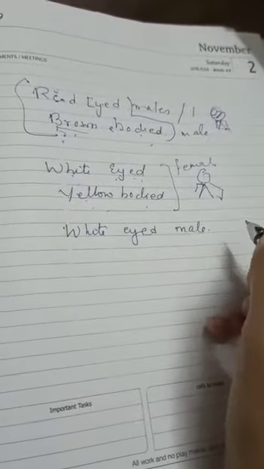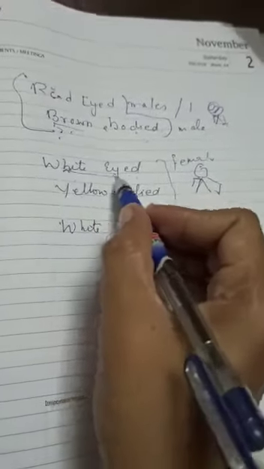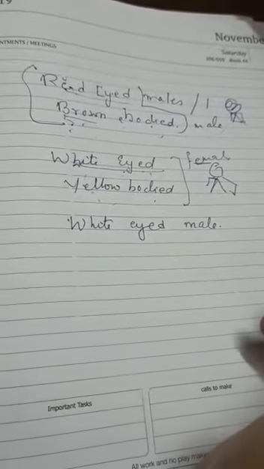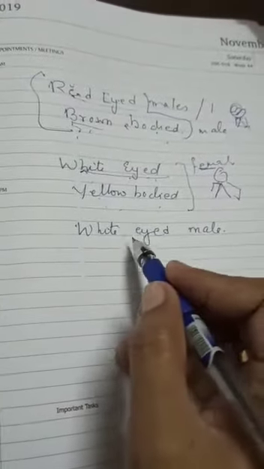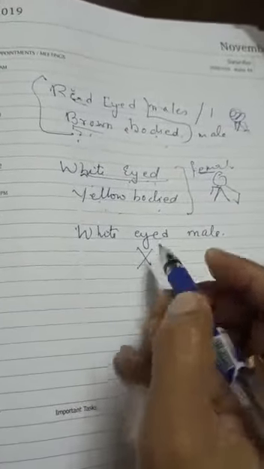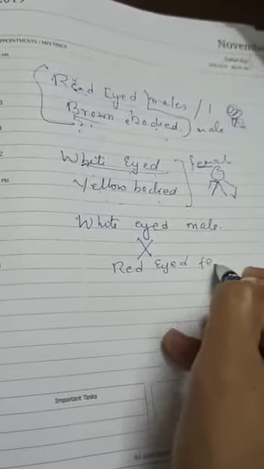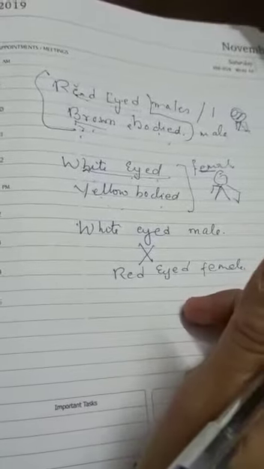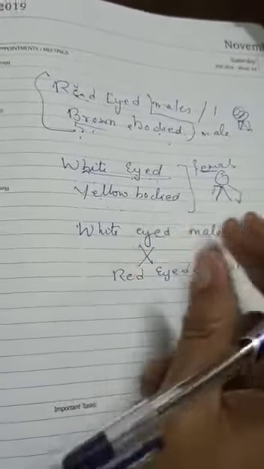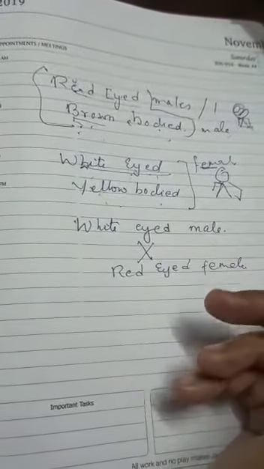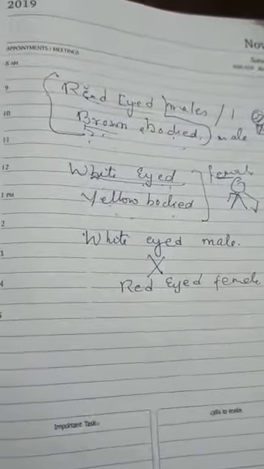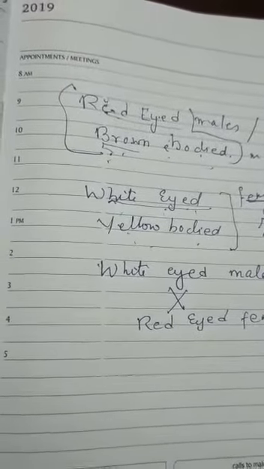So he observed a single white-eyed male, though white-eyed is usually female. So what did he do? He crossed this white-eyed male with a red-eyed female. He got red-eyed females, and he got white-eyed in the culture. So what did he do? He crossed the white-eyed male with a red-eyed female.